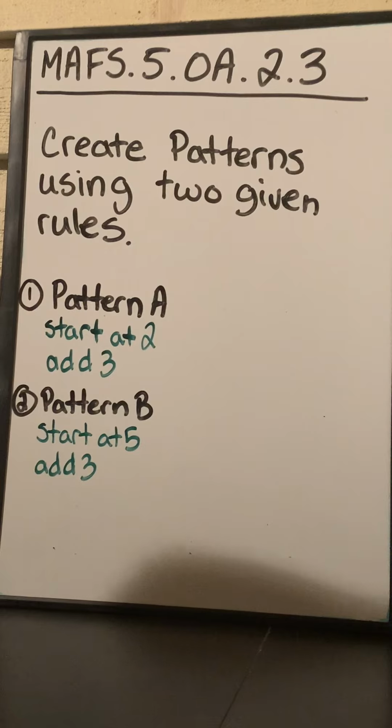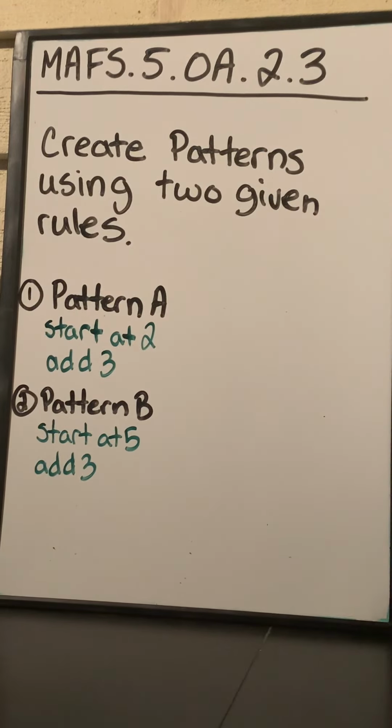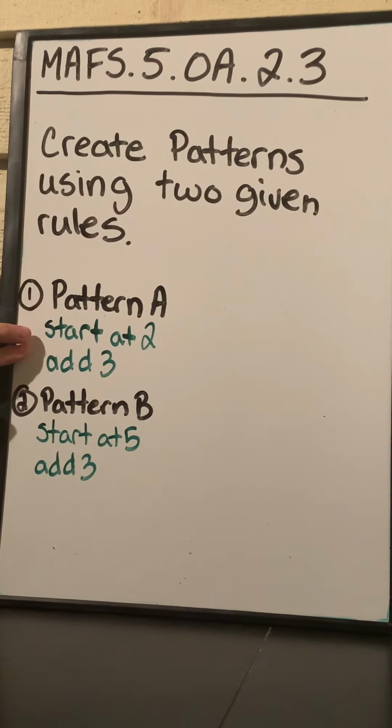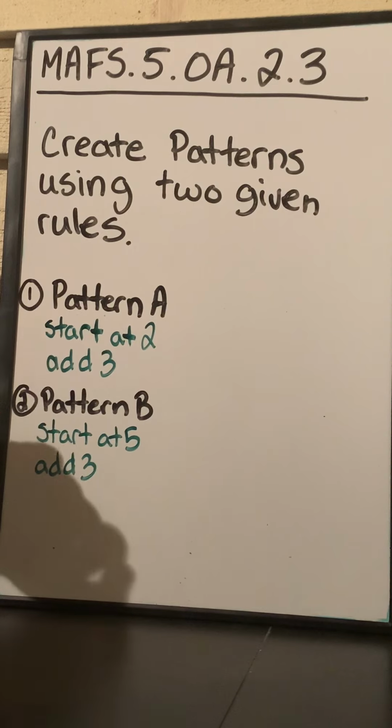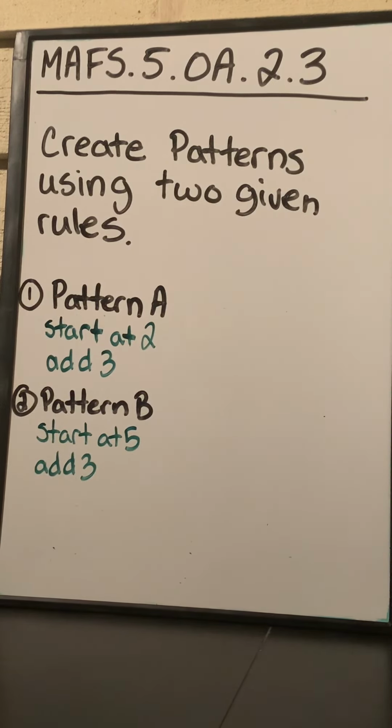All right, so here's our first example. The directions are going to be very similar to this: create patterns using two given rules. Our patterns are clearly stated here. We have a pattern A and a pattern B, and your two given rules are going to be your directions. The first rule is start at 2 and add 3. And the second rule is start at 5 and add 3.